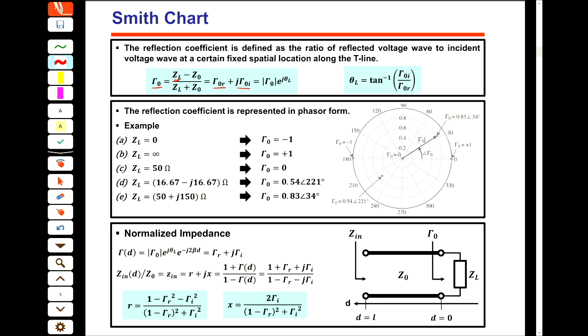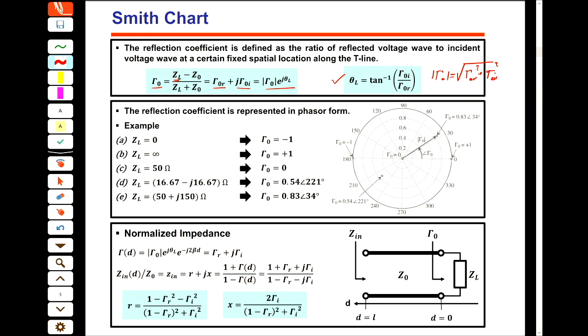Or I can write the gamma in a polar format: the amplitude of gamma and then theta, the phase of that. The phase is coming from this equation. All right? And the amplitude, you know, equals the square root of gamma r squared plus gamma i squared. Okay?